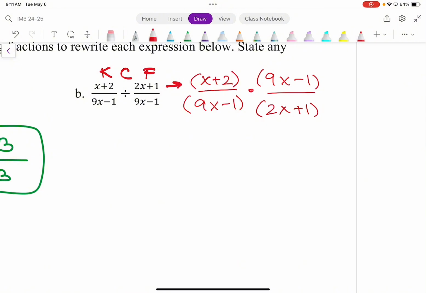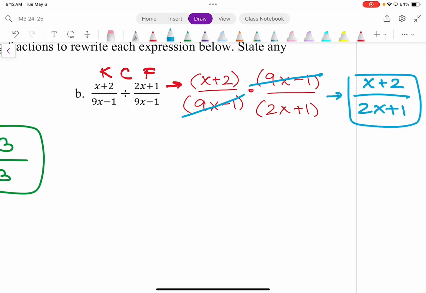It's a group of x plus 2. It's a group of 9x minus 1. It's a group of 2x plus 1. Otherwise, I might get greedy and start canceling things out just randomly. You don't want to do that. So 2 conditions. First condition is met, right? We are multiplying. Second condition, we're going to meet right now. Do I have any x plus 2 groups that I can cancel out underneath? No. Do I have any groups of 9x minus 1 that I can cancel out with? Yes, I have this one here and this one here. And so that's going to yield a solution of (x + 2) over (2x + 1).